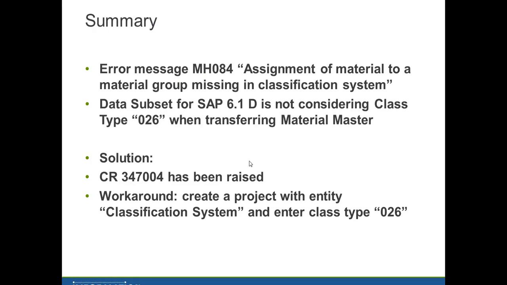So the error message, assignment of material to material group missing in classification system, can occur in a retail system after subsetting. This is because subset is not considering class type 026, which is common in retail systems. The solution: there is a change request raised for fixing this in a future release, and the workaround is to create a project with a classification entity entering the class type 026 as shown before.